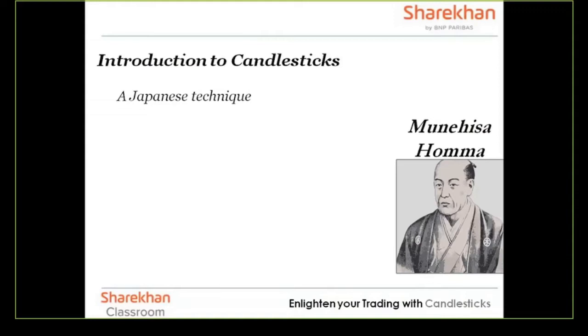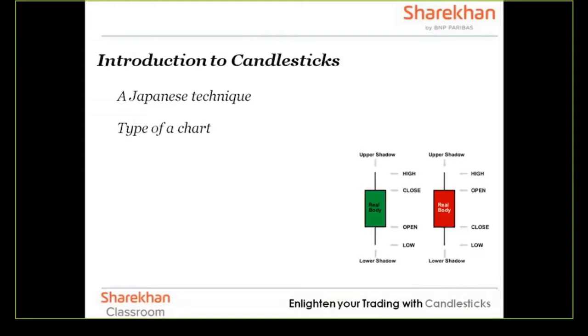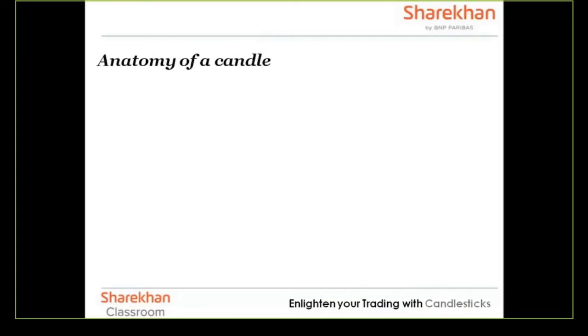However, a person by the name Steve Nison, who went to Japan in the last century, popularized this technique to the entire Western world and to the rest of the world as well. So a candlestick is basically nothing but a type of chart which gives you four price points: open, high, low, and close for a particular candle, like the bar chart as well. However, there is some difference, and for that we need to understand how the candlestick is formed.